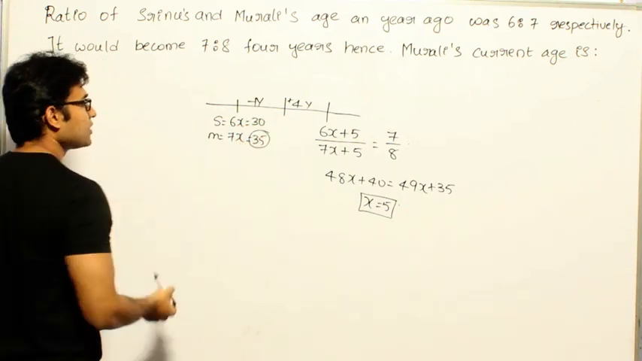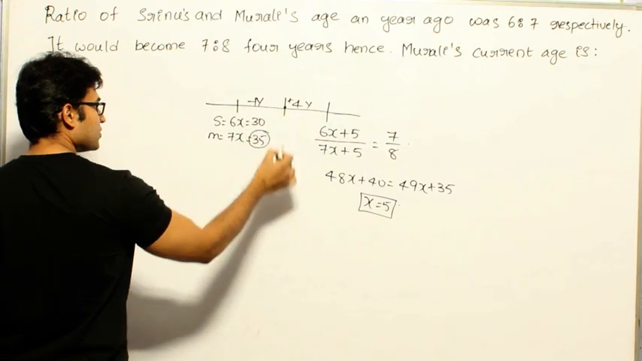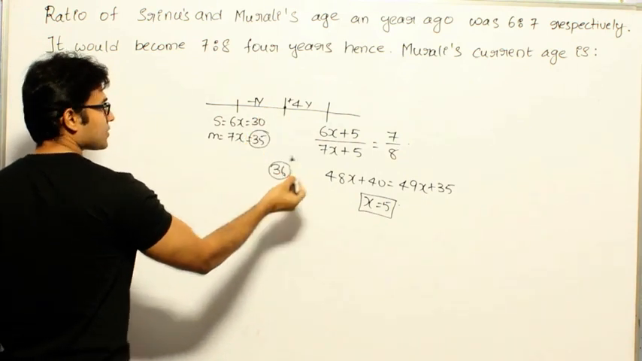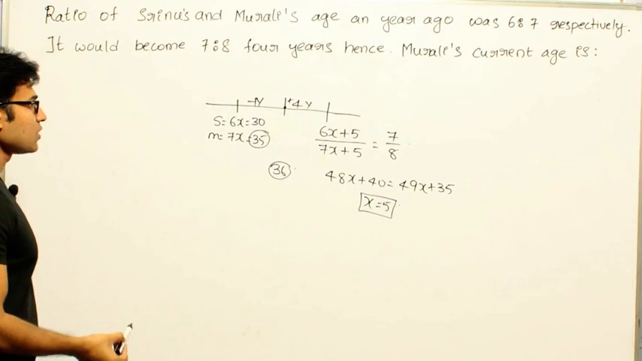Then what is Murli's present age? Murli's present age means at this point, right? His age will be 36 years. Okay. So this is one way of solving it.